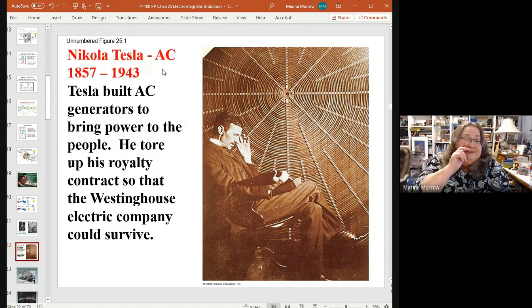Now, Tesla wasn't so interested in money as Edison was. Edison was perfectly happy just selling power to rich people. But Tesla wanted to make sure electricity was cheap enough so everybody could have electricity. And so the war on current started.